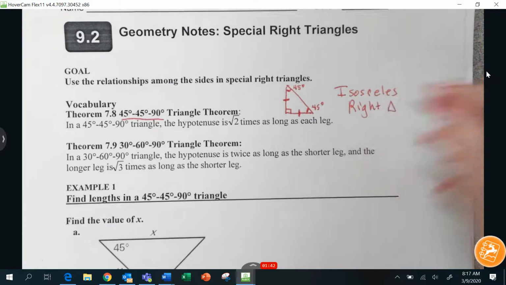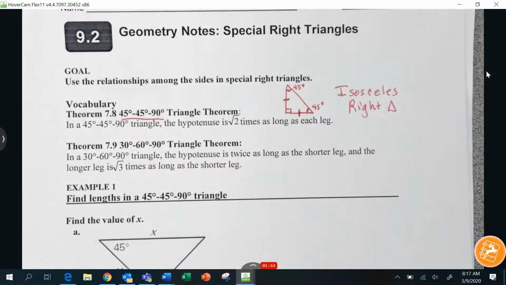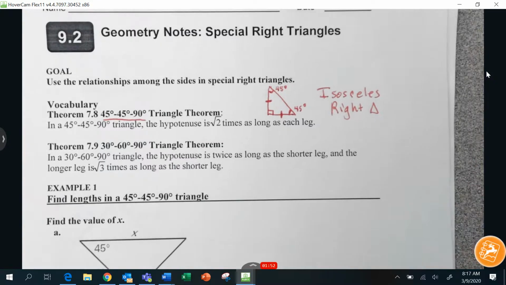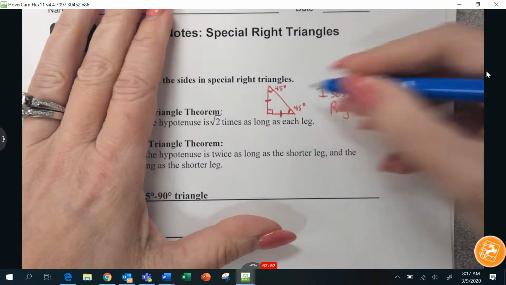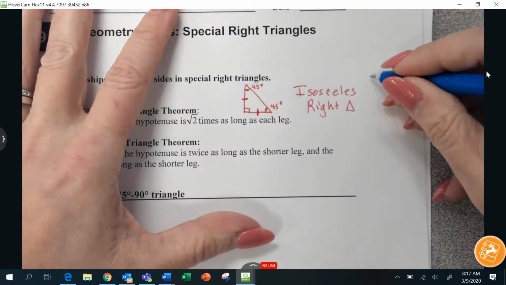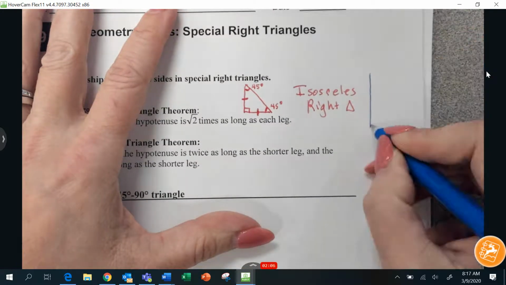Right triangle. Isosceles right triangle is always a 45, 45, 90. In this isosceles triangle, we have to know a pattern that always occurs. I can have this isosceles right triangle, or I can have this isosceles right triangle.